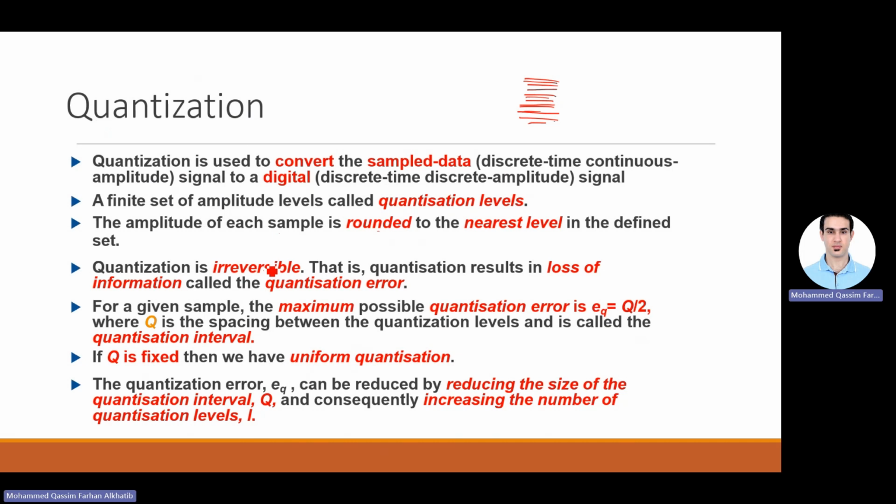Now, one major issue is that quantization is irreversible. So data will be lost. There will be some loss, but to a certain extent. That is, quantization results in a loss of information called the quantization error.